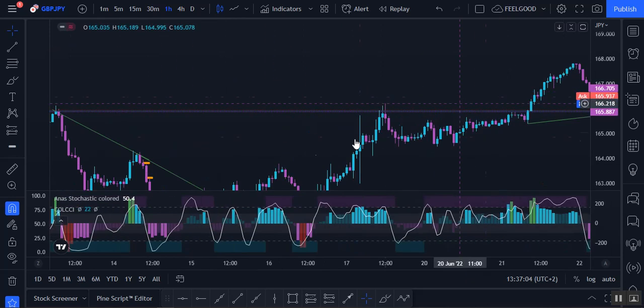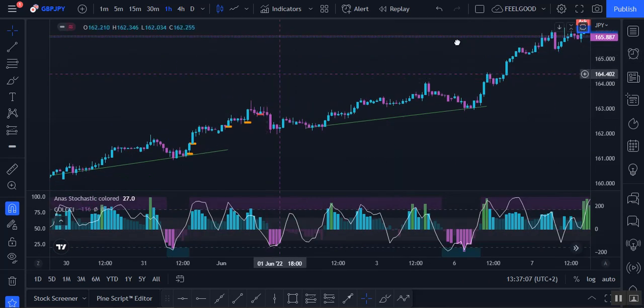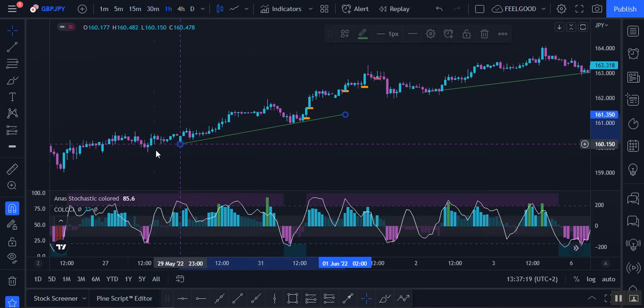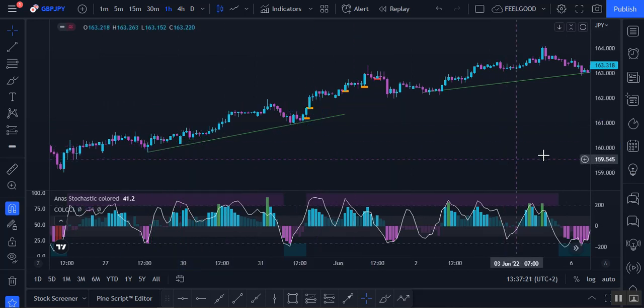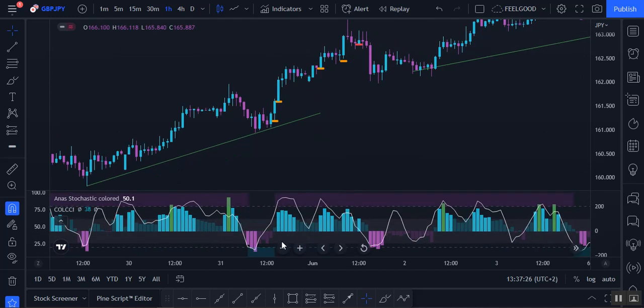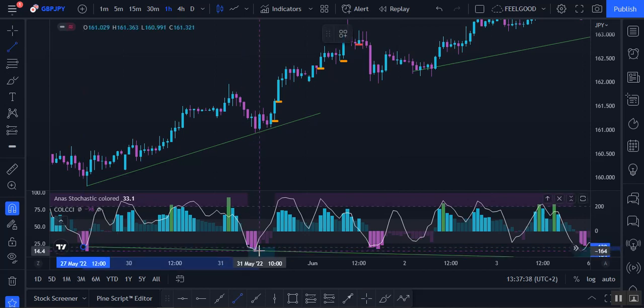I've marked out all the footprints that have played out since the beginning of June on GBPJPY. This footprint right here played out here on GBPJPY. As we see, this is our footprint line. It's in divergence. It's divergent if we compare it to this right here.